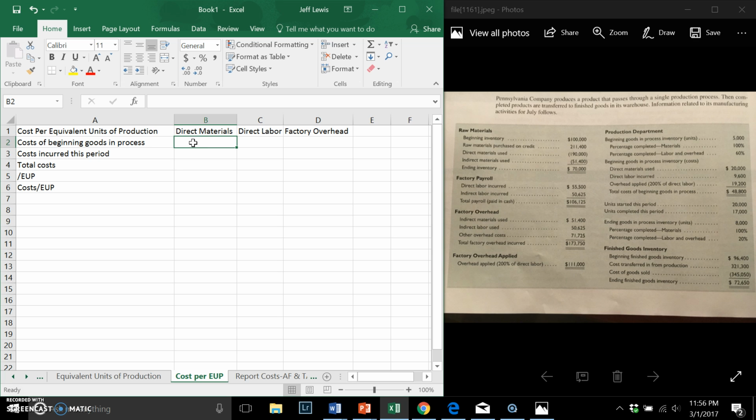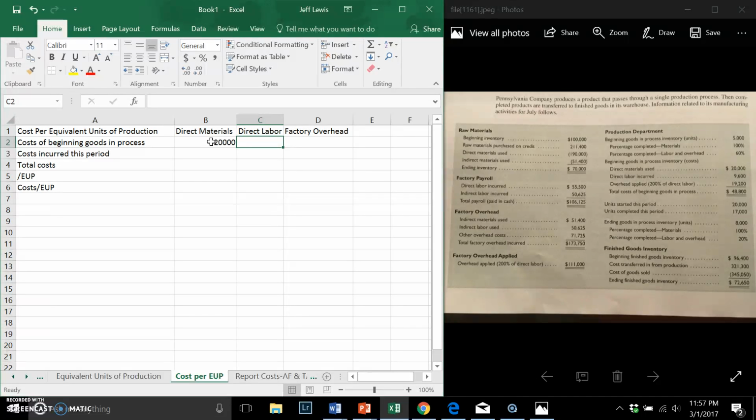The first part of this step is to bring in the costs of beginning goods in process. We need to do it for all three: direct materials, direct labor, and factory overhead. If you look in the question here, it has beginning goods in process, direct materials used 20,000. So you're going to enter 20,000 there.